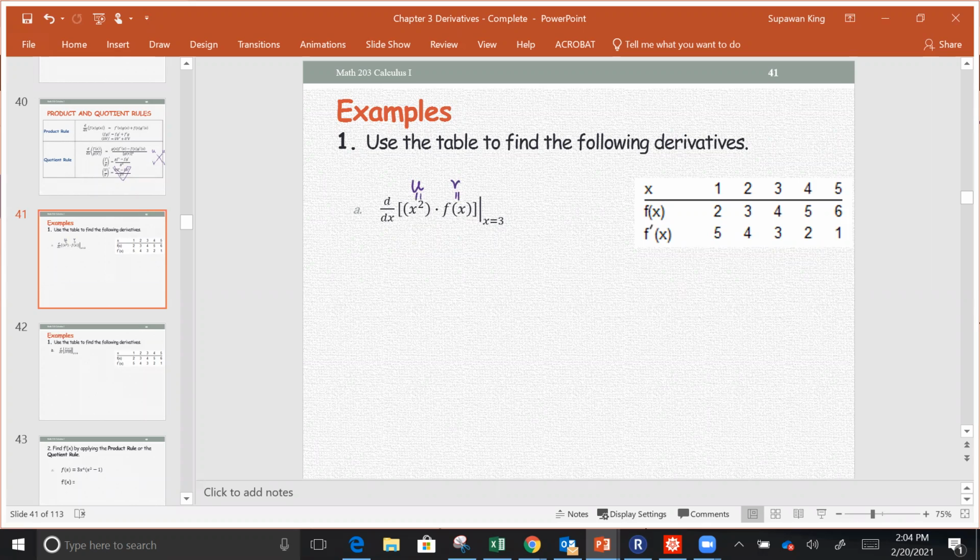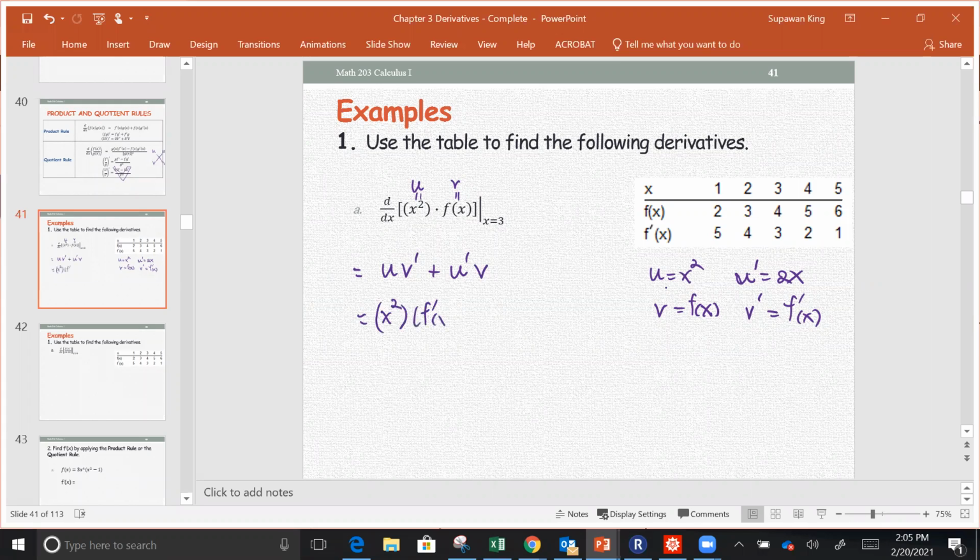So on the side, for u equals x squared, u prime is 2x. V is the second function, which is f of x. So then v prime is f prime of x. Apply the product rule, which is u times v prime plus u prime times v. U is x squared. The v prime is f prime at x plus the u prime, which is 2x, multiplied by v, which is a function f of x.